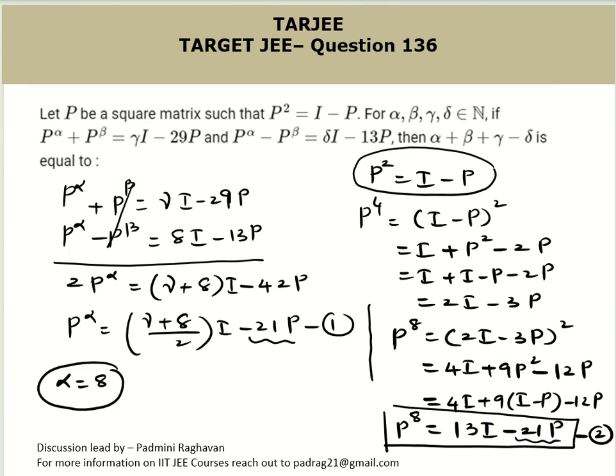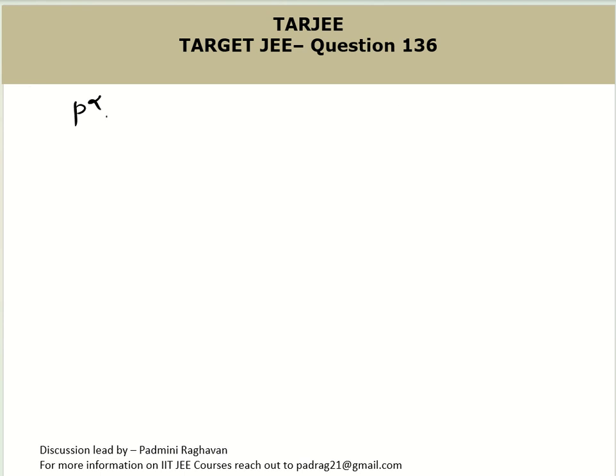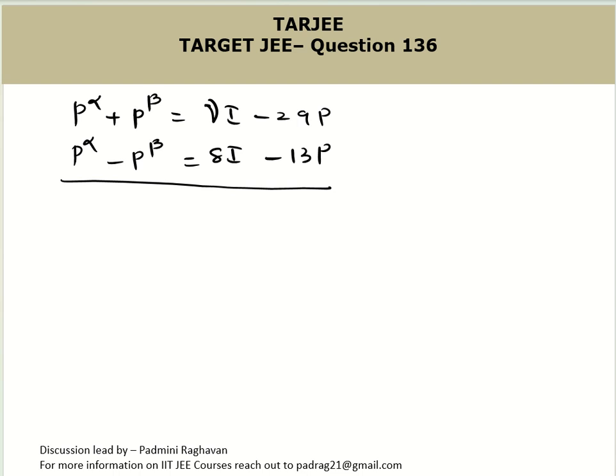And I can compare the coefficient of I. Gamma plus delta by 2 is equal to 13. That gives me gamma plus delta is equal to 26. So by using this we have got the values of alpha and gamma plus delta. Let us use the same set of equations and try to eliminate P power alpha by subtracting the equations. My first relation is P power alpha plus P power beta is equal to gamma times I minus 29P. My second relation is P power alpha minus P power beta is equal to delta I minus 13 times P. Let us subtract the equations.